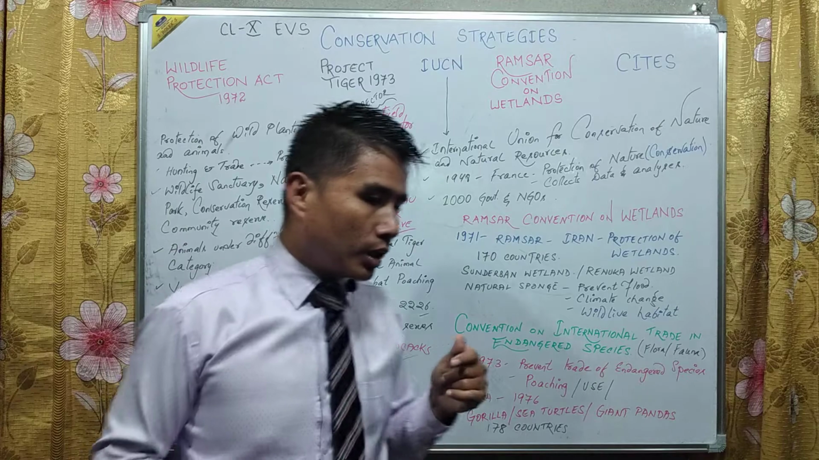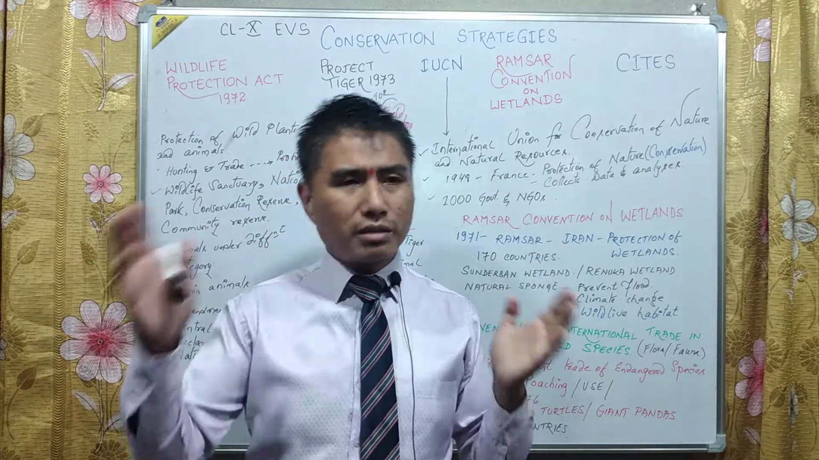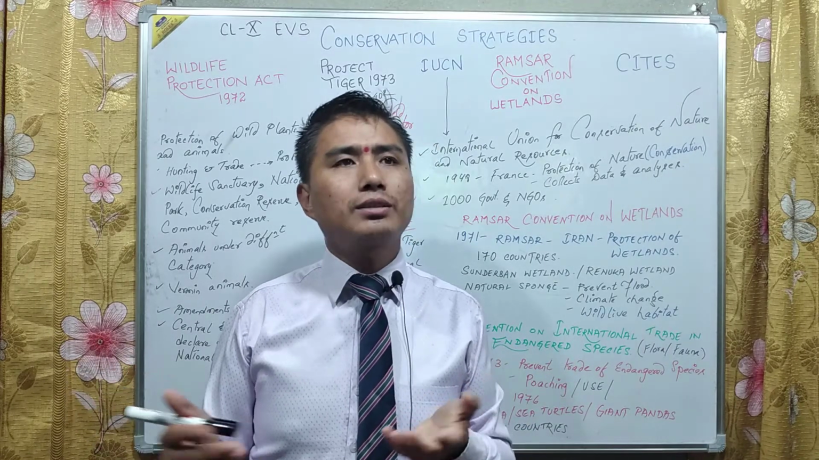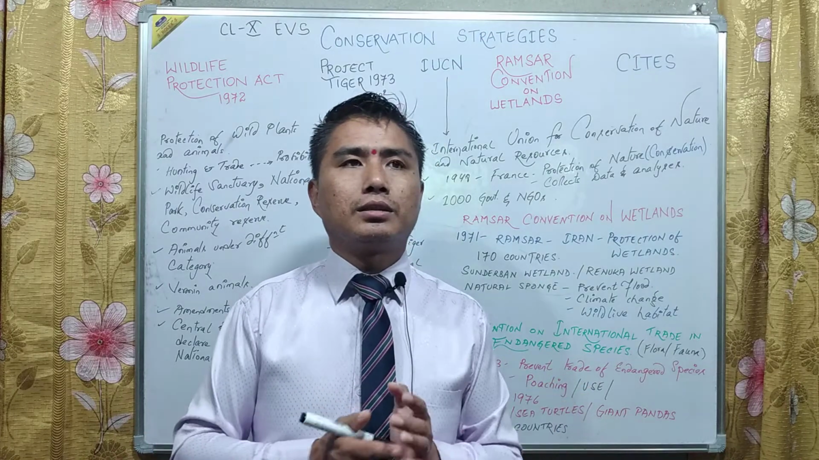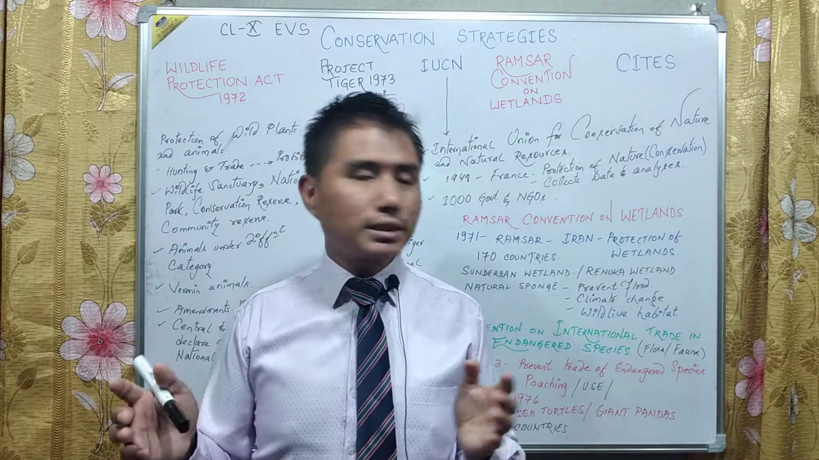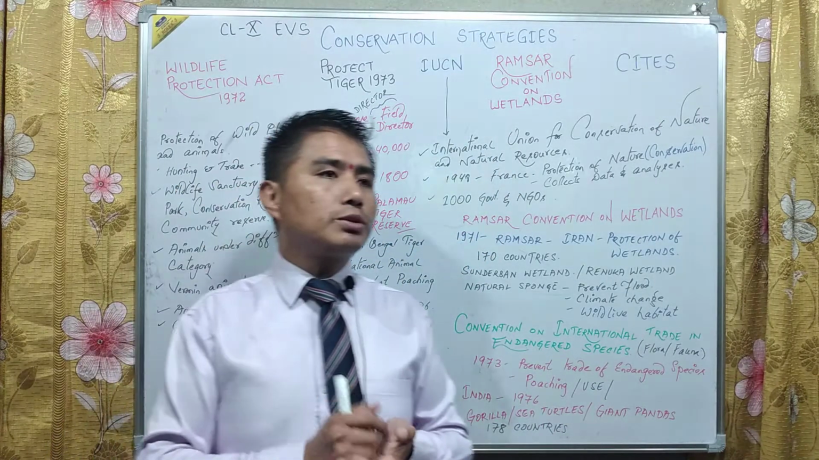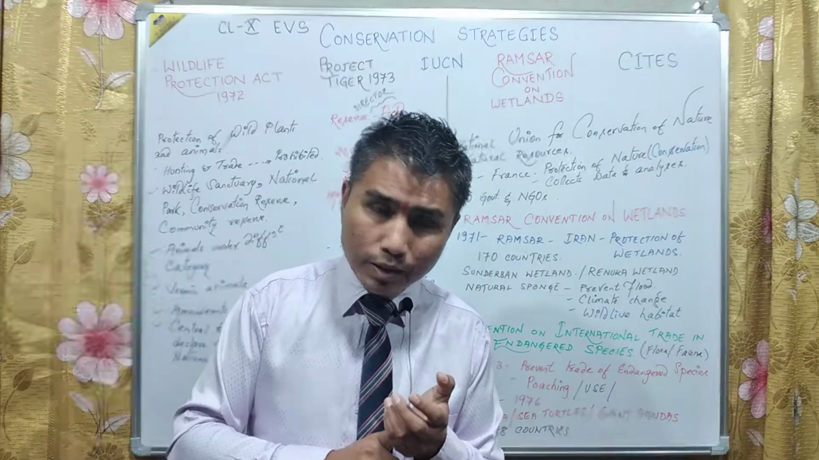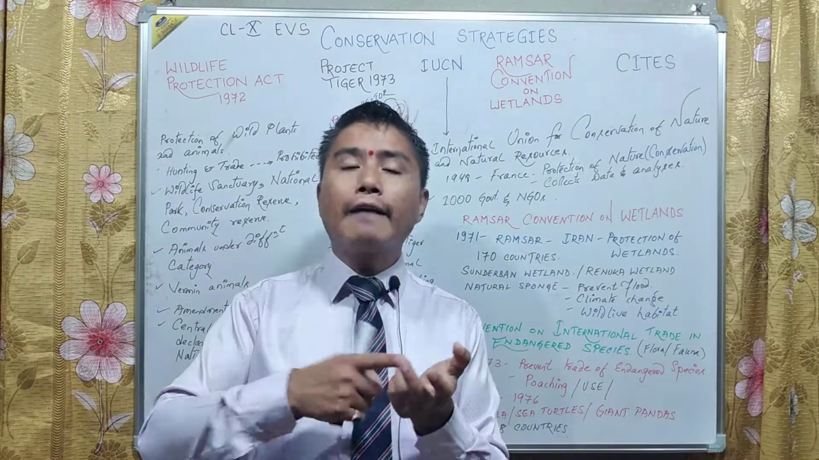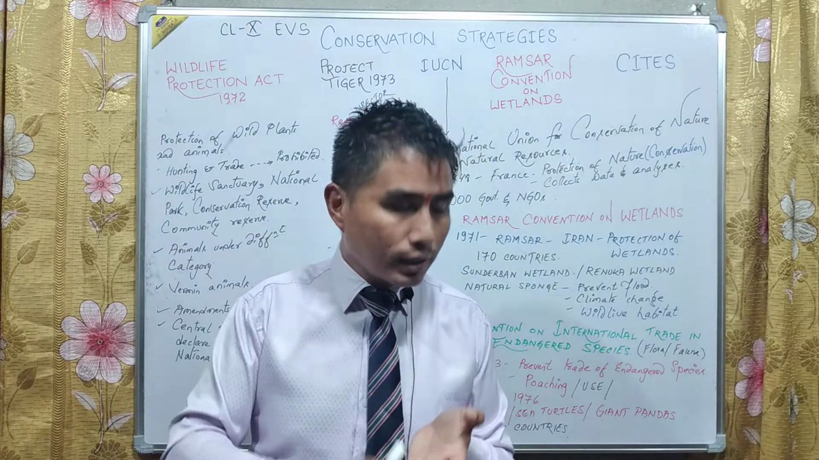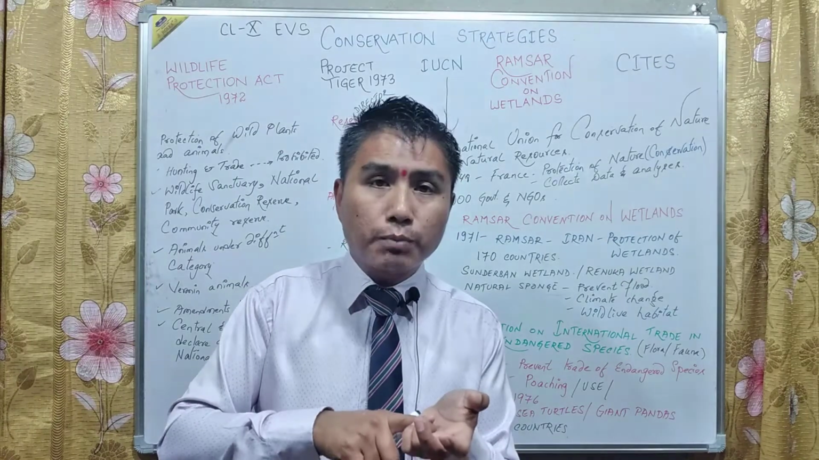India realized that before 1972, yes, there was an act which was protecting birds, plants and animals. But in the year 1972, an act was passed which is known as the Wildlife Protection Act, and under that act, wildlife, meaning both flora and fauna, was protected. Why? Because the flora has its own importance, and fauna has its own importance.